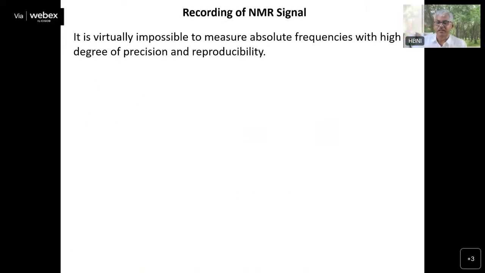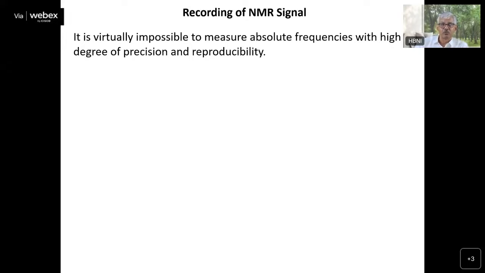So now you have understood the screening or shielding of the nucleus by various electronic arrangements around the nucleus, and also the electrons that are away from it at different atoms and different bonds, and also the surrounding medium. Now let us see what are the problems or issues associated with recording an NMR signal.